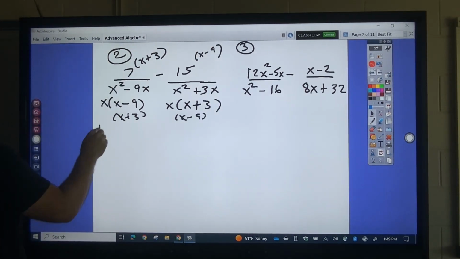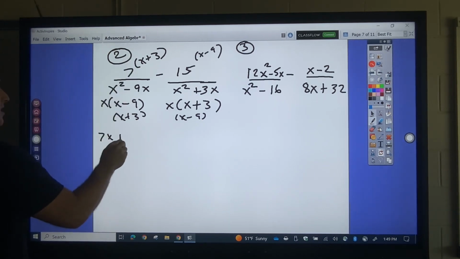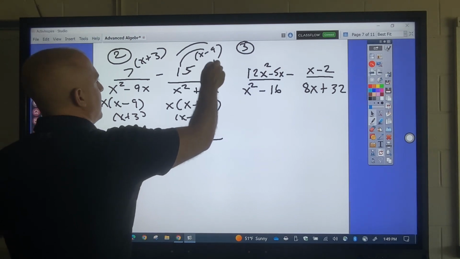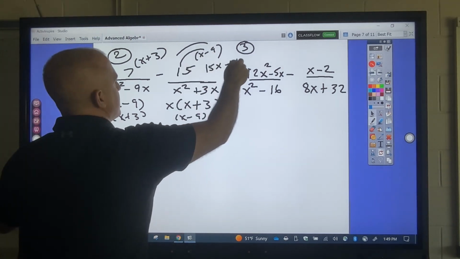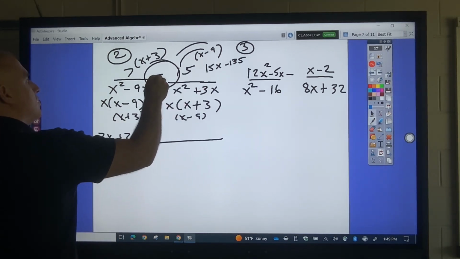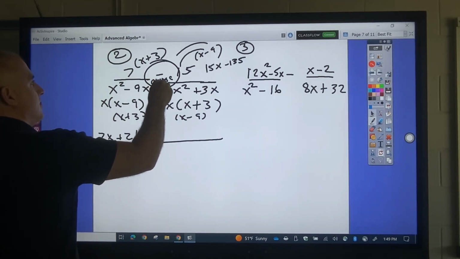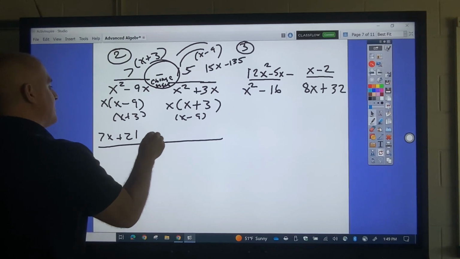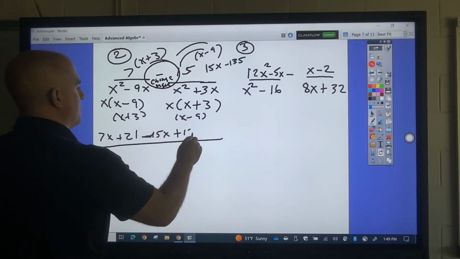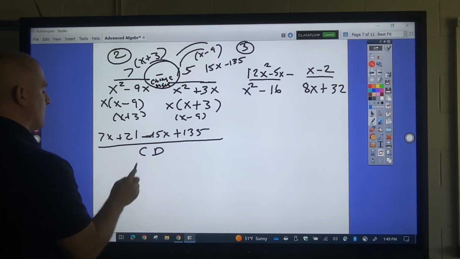Okay, 7 times x is 7x, 7 times that is 21. Now, 15 times x is 15x, 15 times negative 9 is negative 135. Now, here's what this says. Change the signs. So instead of positive 15, it's negative 15. Instead of negative 135, it's going to be positive 135. That helps you keep your operations good.